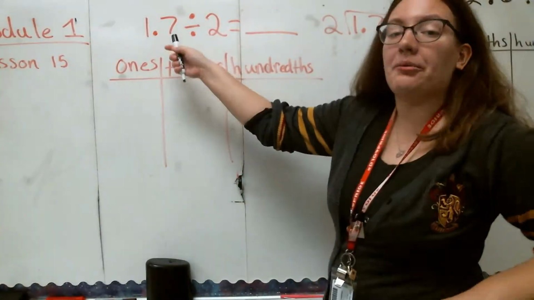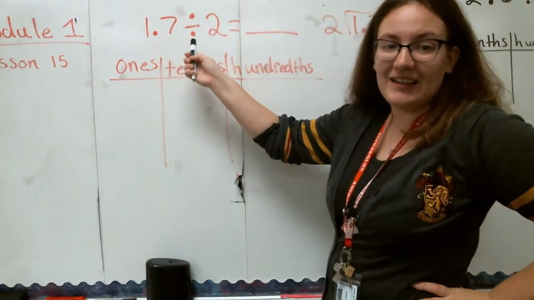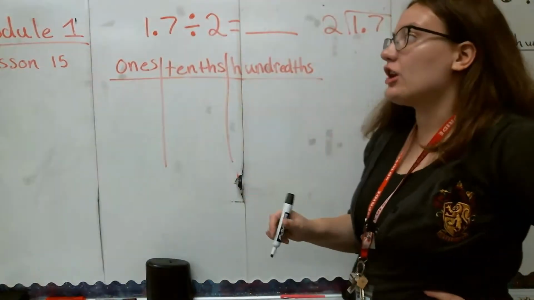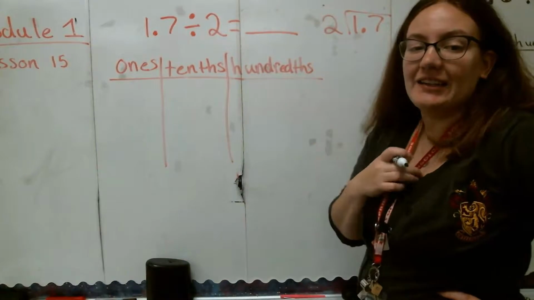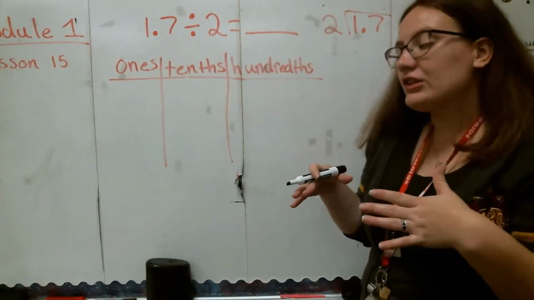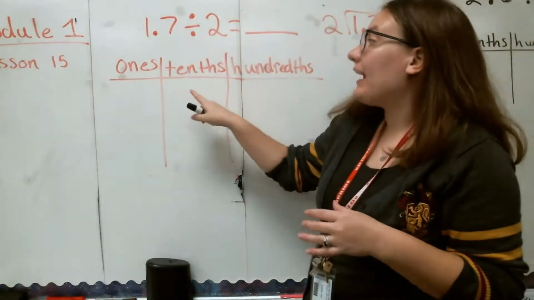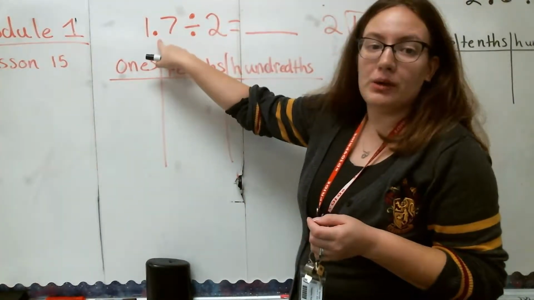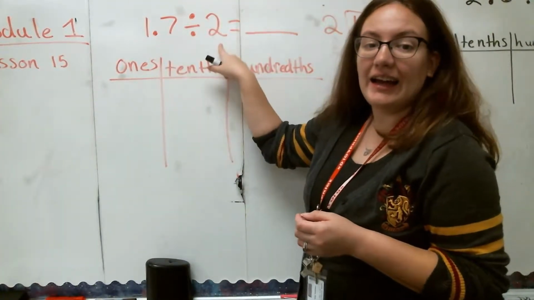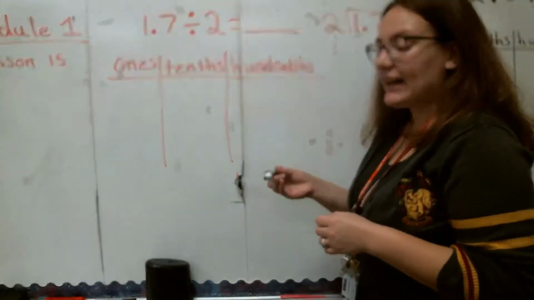Our first problem is 1 7/10 divided by 2. So my first step is I need to set up my place value chart. I have most of the place value chart set up, but I still need to show what my place value discs look like, and I need to show what my groups are going to look like at the bottom.